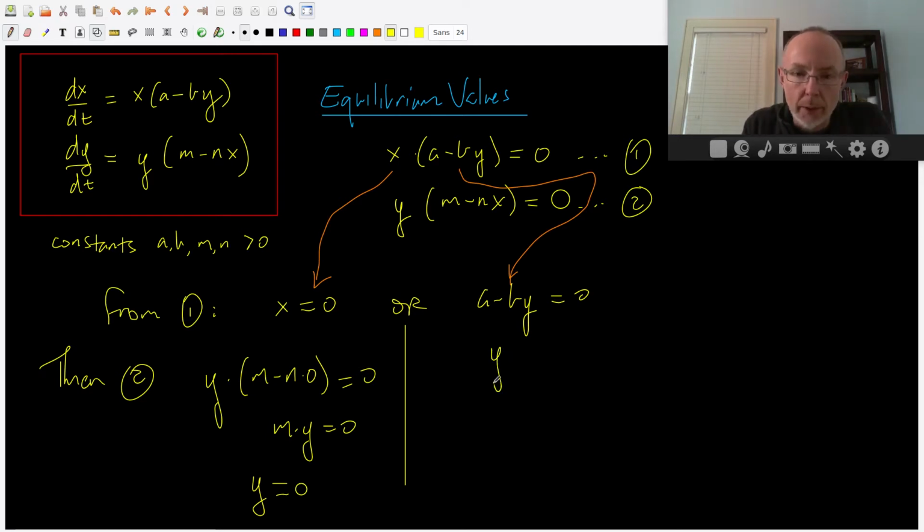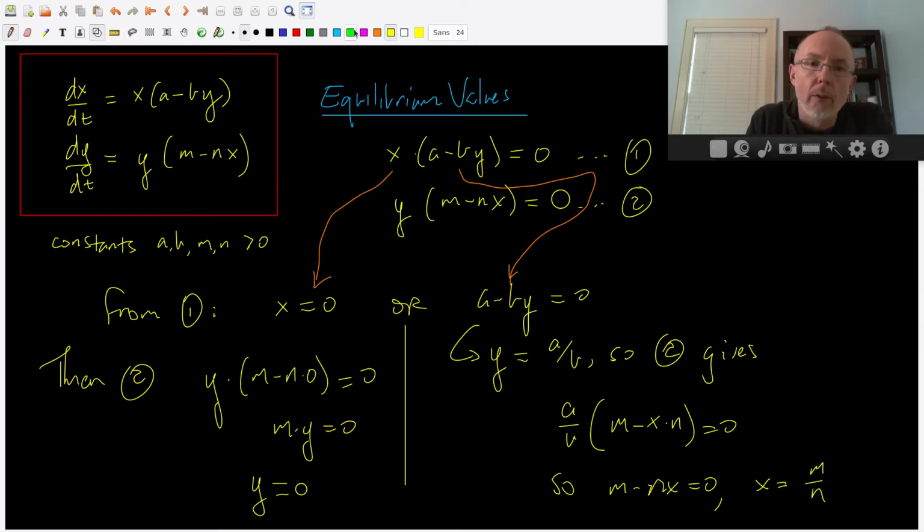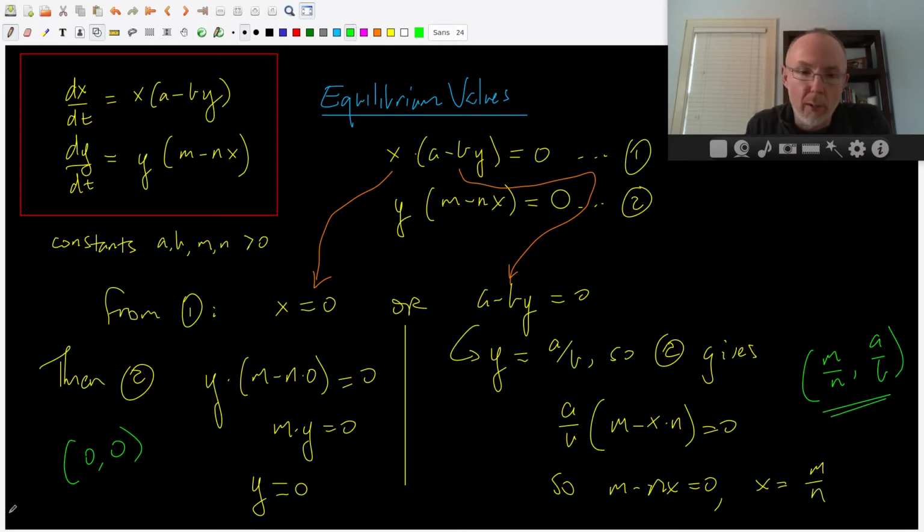And in the second case, from the first equation, y is equal to a over b, and so equation 2 gives us a value. It says, well, y is a over b, and a is not 0 and b is not 0, so I can actually do that division, and we're left with this. So solving that, we must have m minus nx, I don't know why I write it backwards, being 0, and so x must be m over n. So there are two equilibrium values. In this case, the equilibrium value is (0, 0), and in this case, the equilibrium value is (m over n, a over b). So those are our equilibrium values.